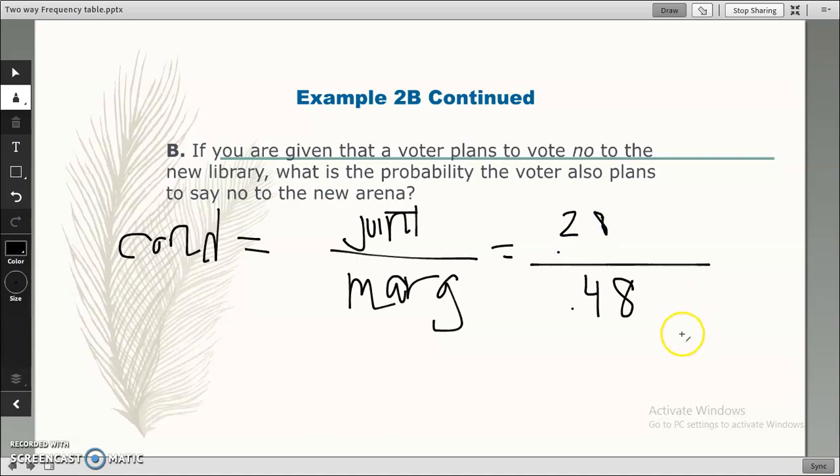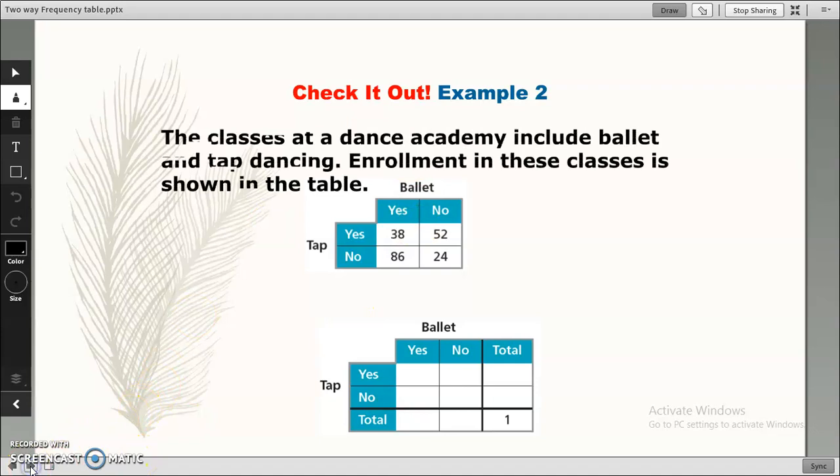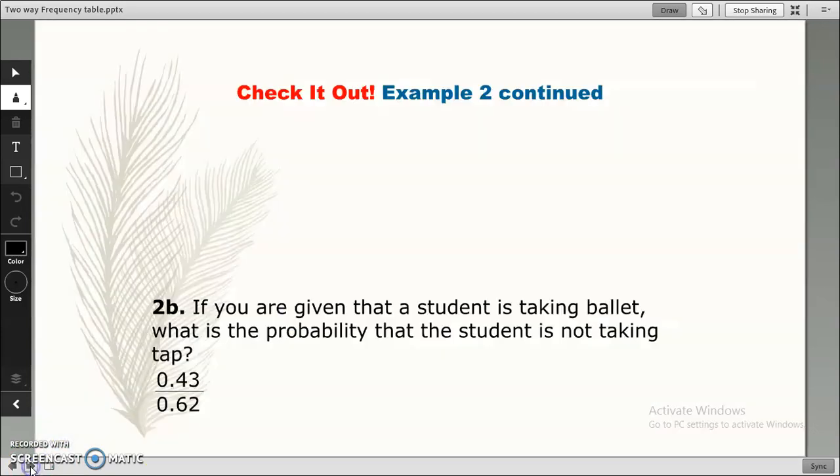And I'm going to divide that. And I get 0.58. So this is our decimal. If we want to say percent, 58%. So it would be a 58% chance. So that's what they have here also. So it would be a 58% chance that they'll say no to the new arena. All right, let's not do that one. Oh man, they already gave us the answer for that one also.